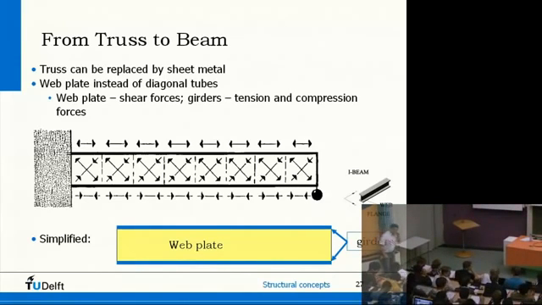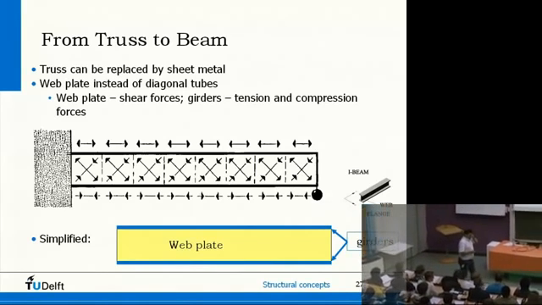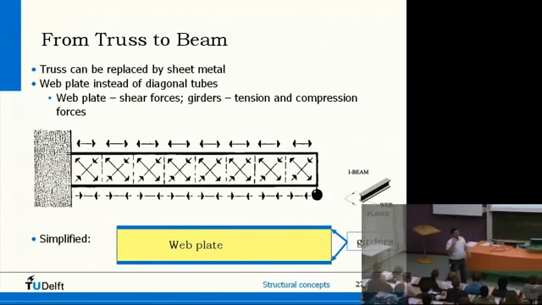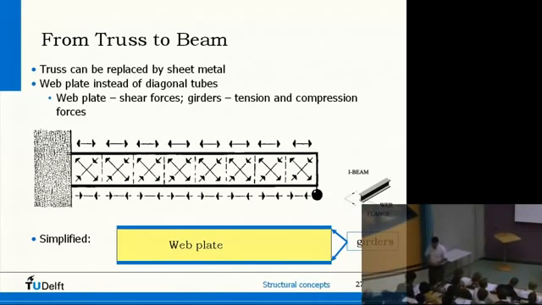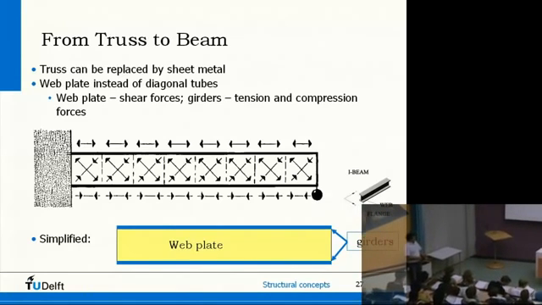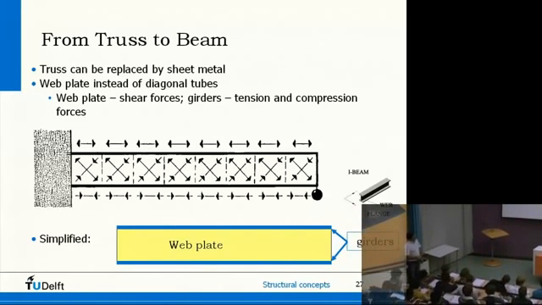This was the last slide before the break, so we can continue from here. What we have seen before the break is how to descend from a truss structure to a beam. I have a few slides and I will then show some examples.